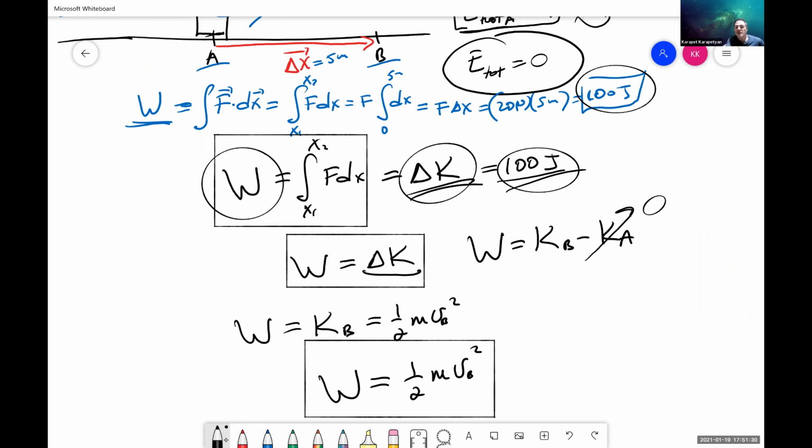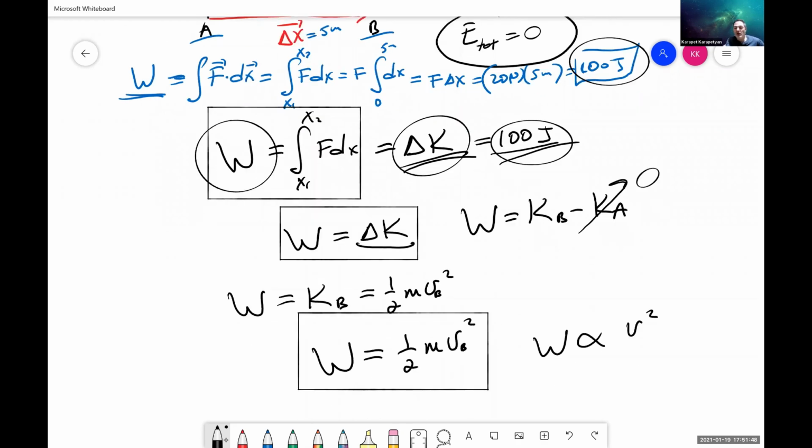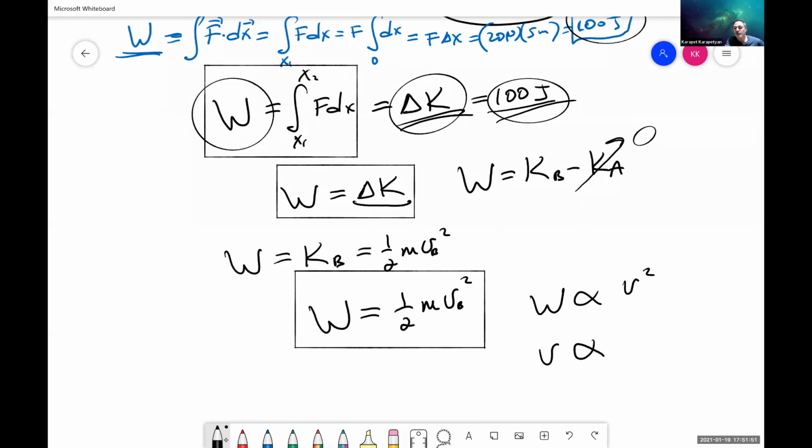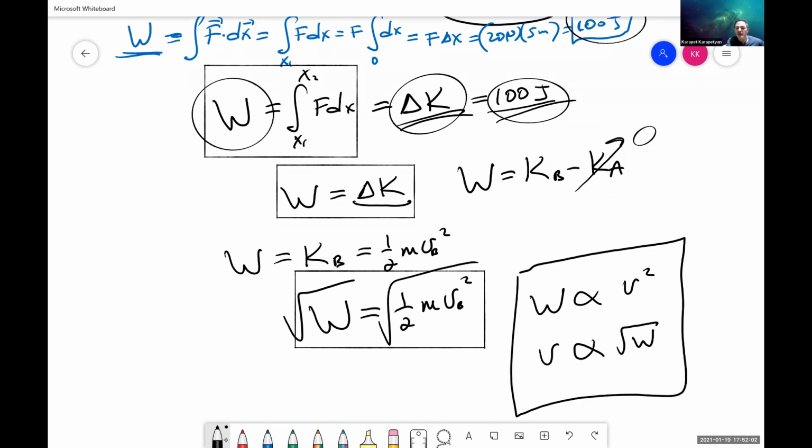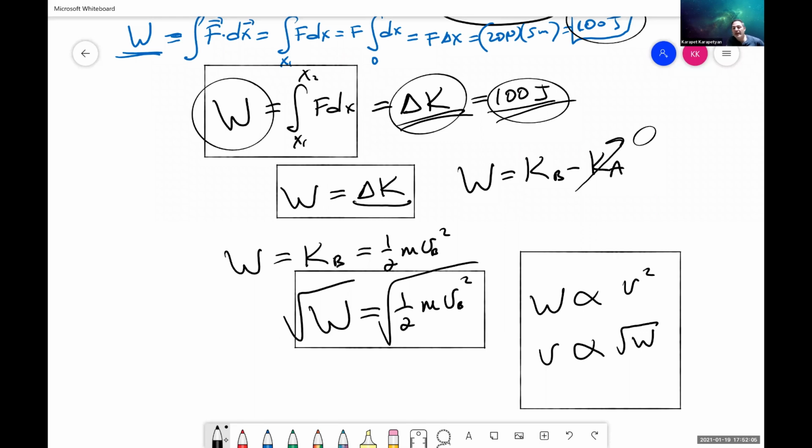That means if we try to investigate the relationship between work done and the speed, according to this equation, work done is proportional to speed squared. Or you can go the other way around and say that the speed is proportional to the square root of work done, right? Taking the square root of both sides, you can look at it that way. And 1/2 m is just a constant. So we are going to be looking at those two relationships. We can either look at work done proportional to speed squared, or speed proportional to the square root of work done.